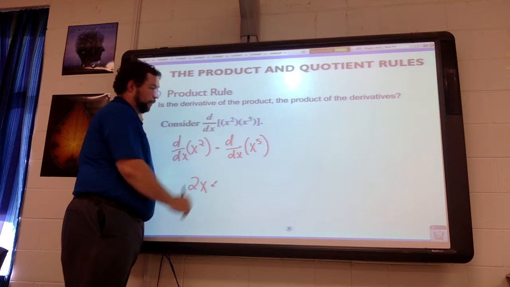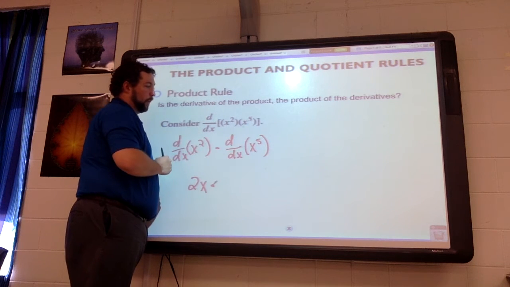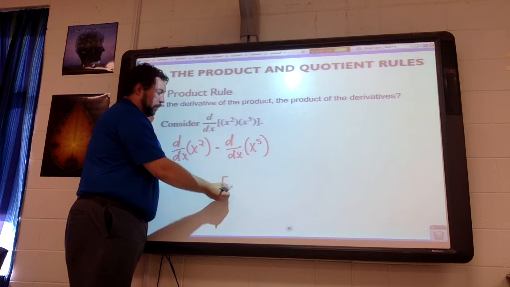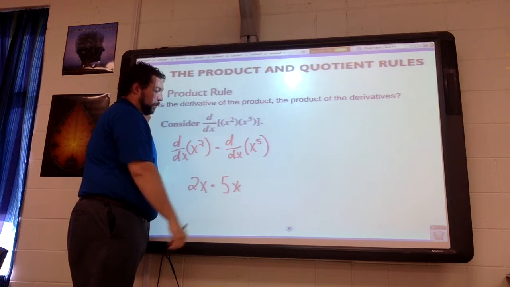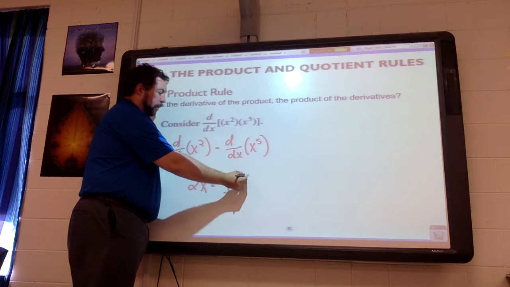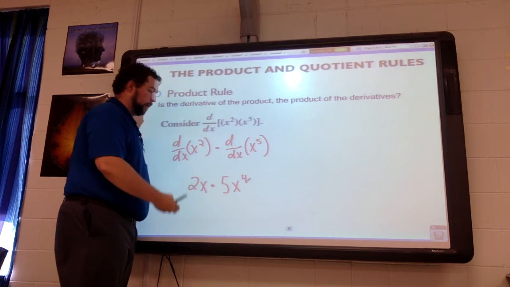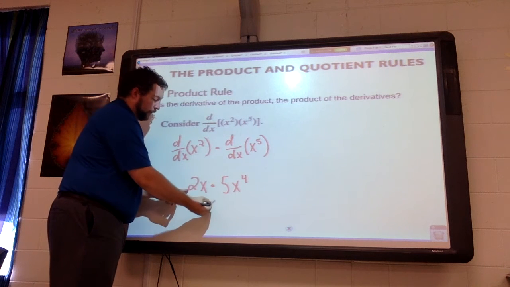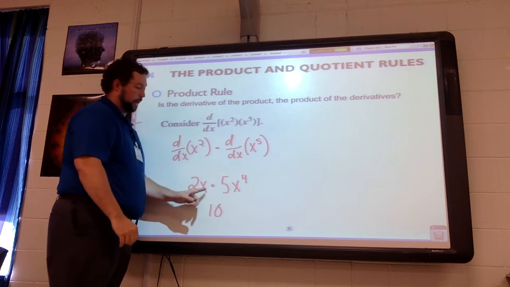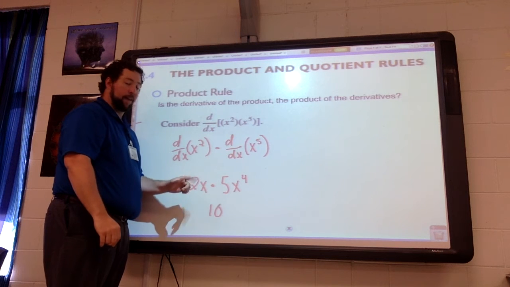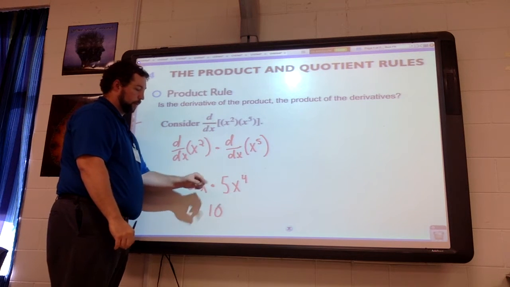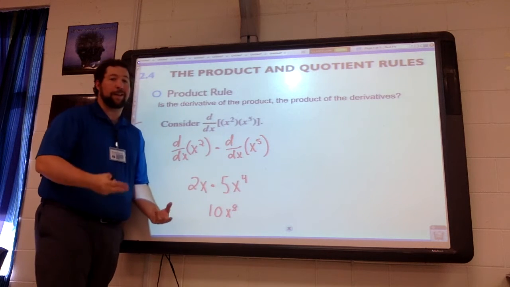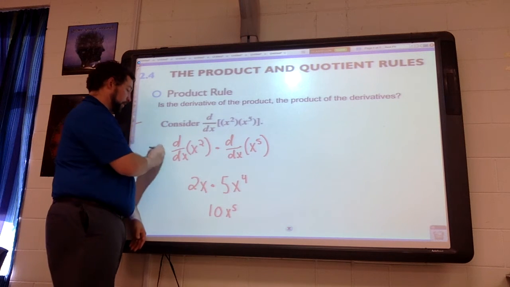All right, so we do the other one, the derivative of x to the fifth. Again, it's the power rule. You bring the 5 down, and you subtract 1 from the exponent, so it becomes 5x to the fourth. If we multiply these out, multiply the coefficients, 2 times 5 is 10, and x times x to the fourth, you add the exponents, 1 plus 4, gives you 10x to the fifth. Now the question is, is that the actual correct answer?